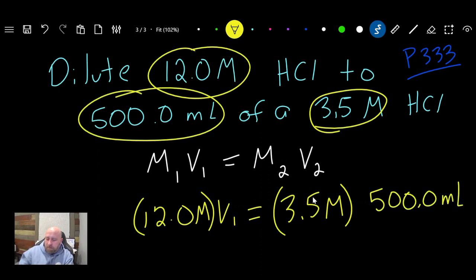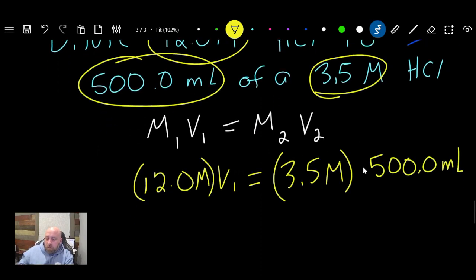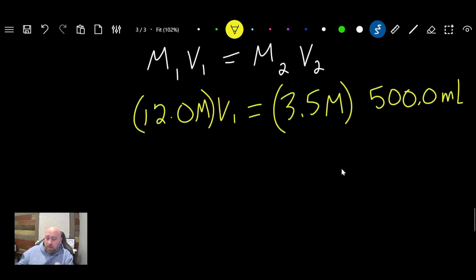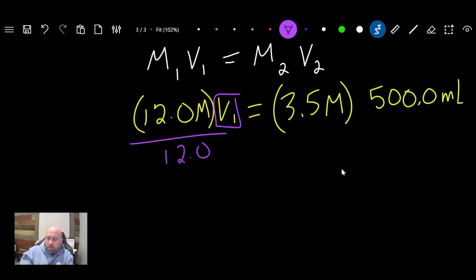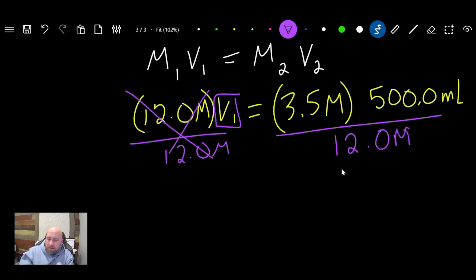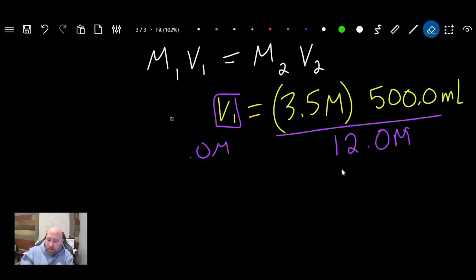milliliters. Okay, now all we want to do is solve this. Well, if this is our variable, let's say that this is now our x basically. So we want to divide this side by 12.0 moles, and we want to divide this side by 12.0 moles. When we do that, we get a cancel, and so we get that this volume 1, that's what we're looking for, equals this right here.